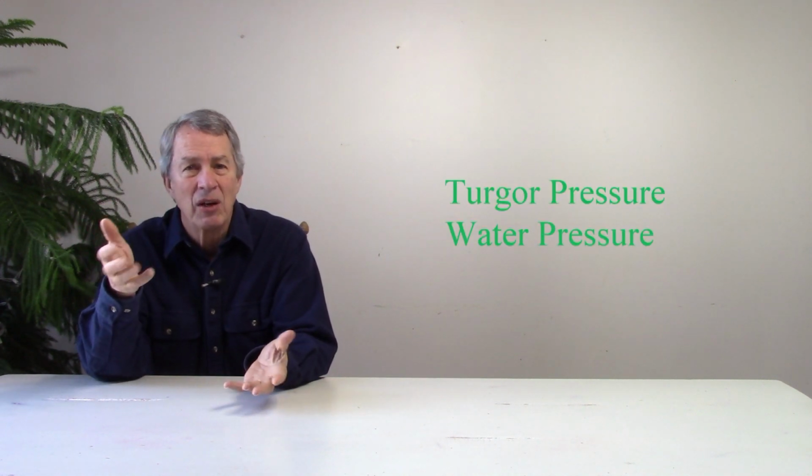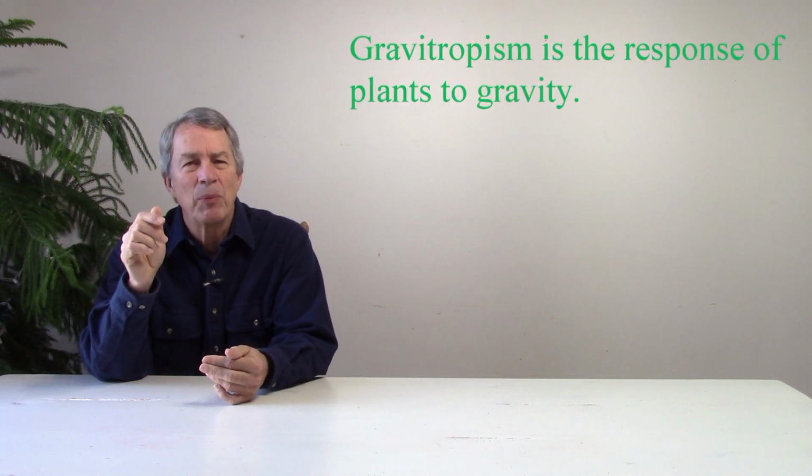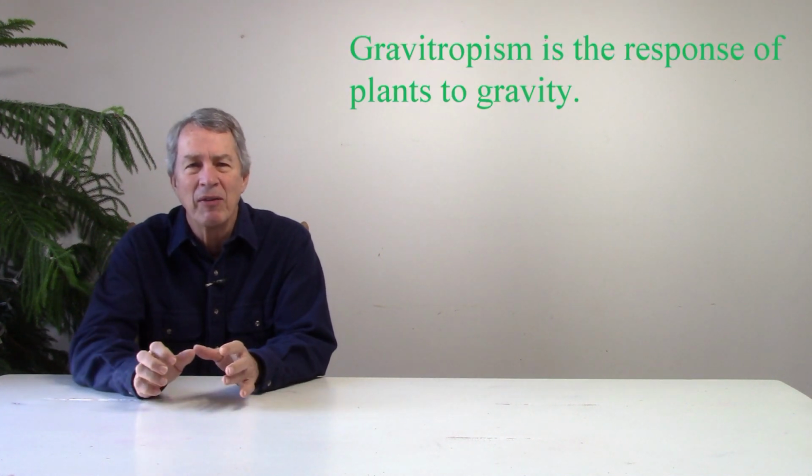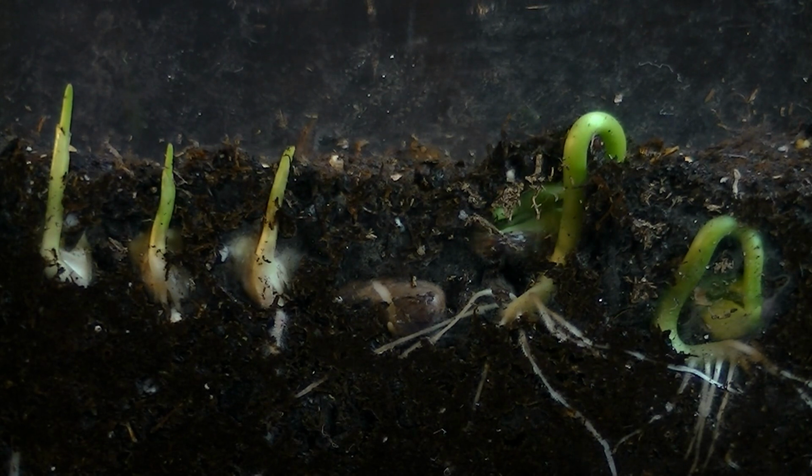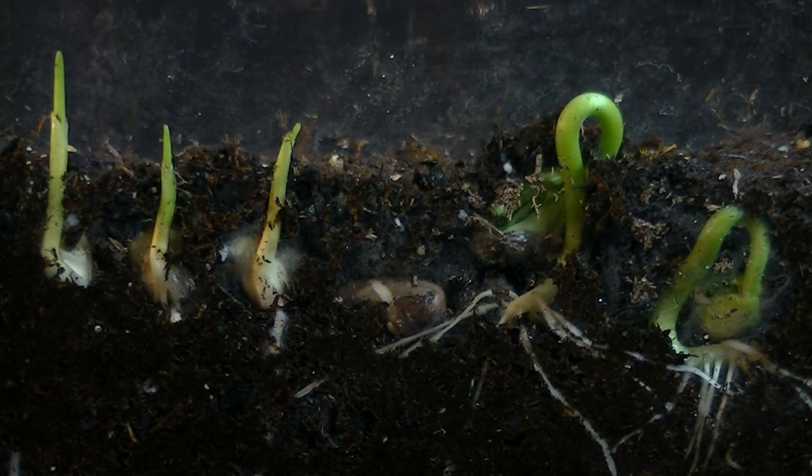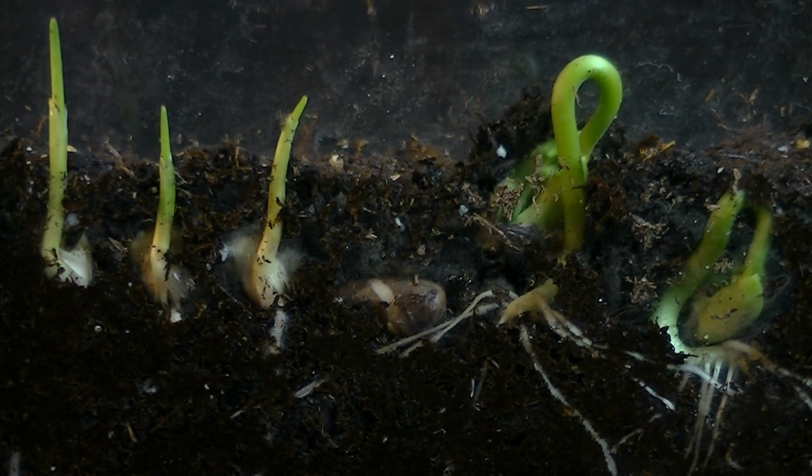Movement, but not growth, can be caused by changes in the turgor pressure, water pressure, of cells in the leaves or stems. Gravitropism is the response of plants to gravity. A positive gravitropic response sends roots downward, and a negative gravitropic response sends stems upward.